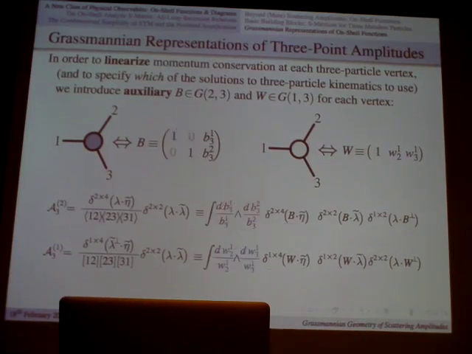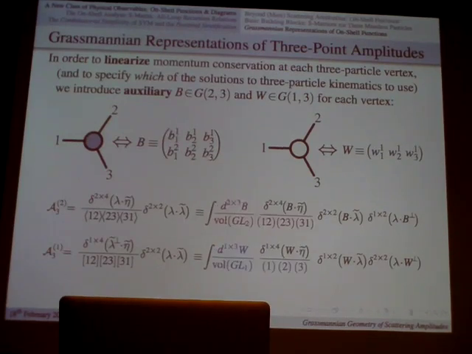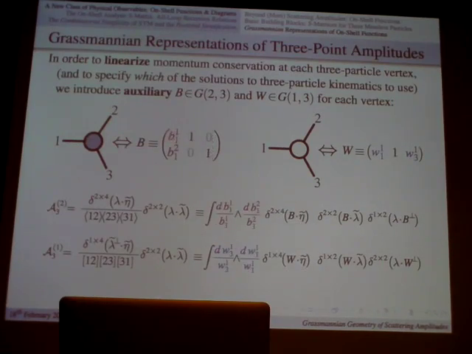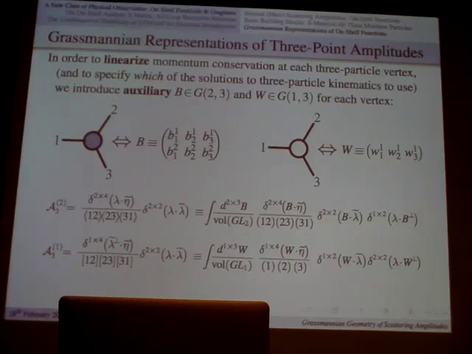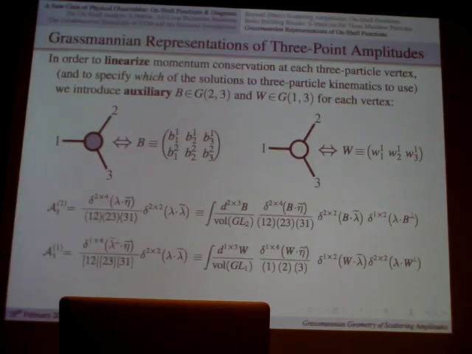So for example, if you pick the first 2 columns, then minor 1, 2 is 1, minor 2, 3 is B1, 3, minor 3, 1 is B2, 3, and this is what that form becomes. But if you made another choice, you would have gotten this form. Anyway, the form actually doesn't depend on the choice. And so this expression is just a nice way of capturing all possible choices that you could have made to eliminate this GL2 redundancy or the GL1 redundancy.